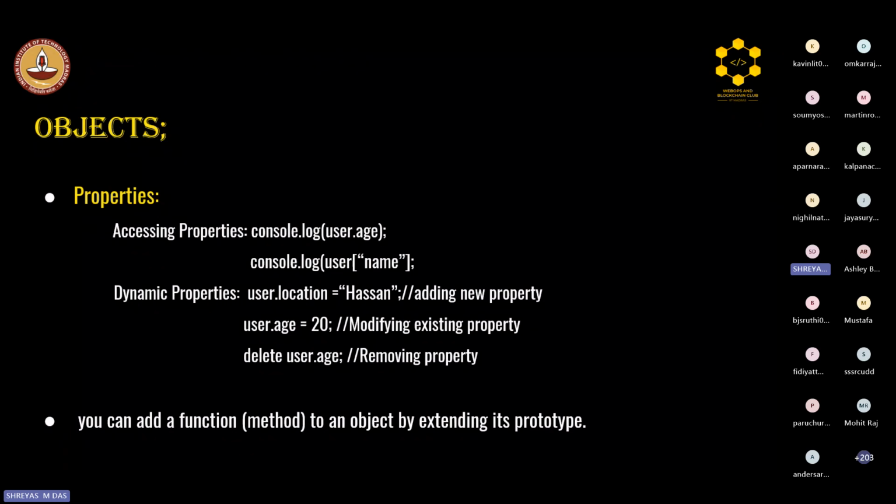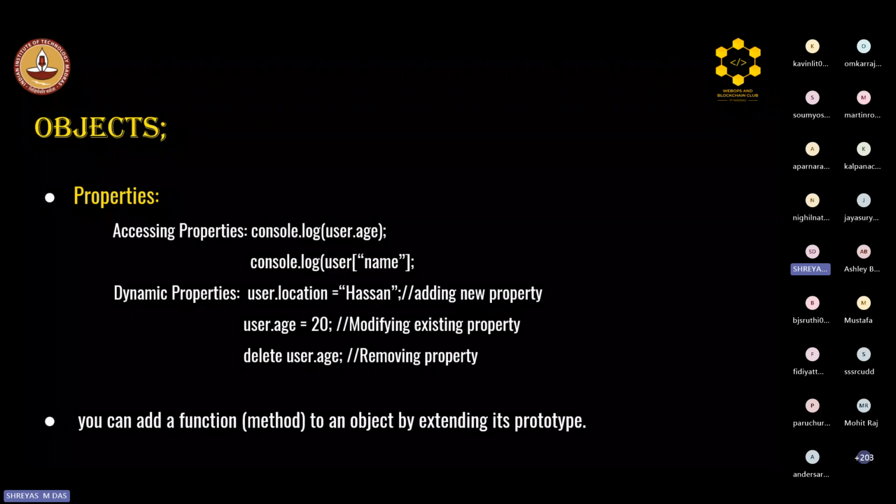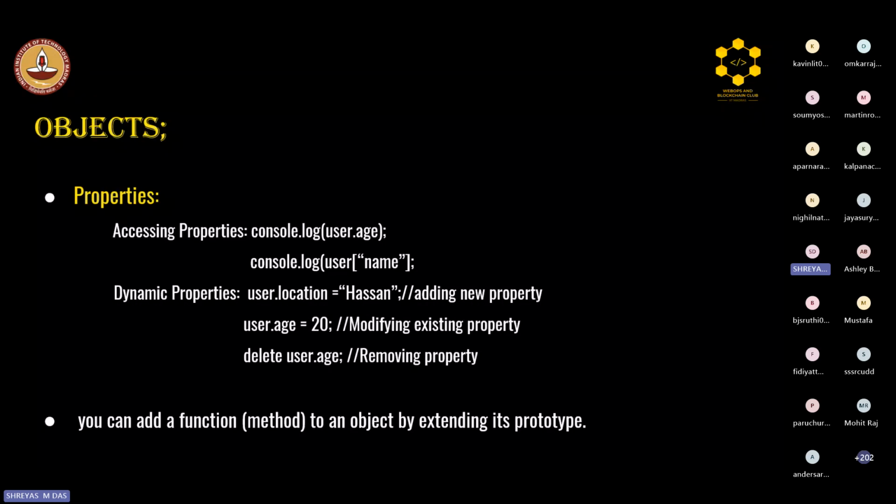And similarly, there are two methods of accessing the properties. One is the dot method, and another is that you can write the complete thing inside the brackets, and you can access it. Another thing is dynamic properties. Dynamic properties are like adding new properties, modifying the existing property, and removing a property.